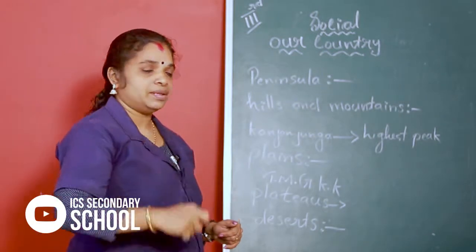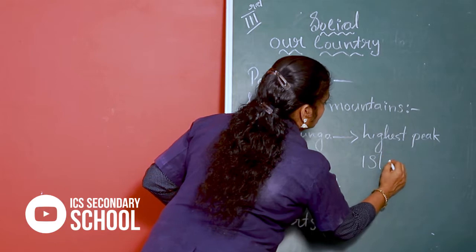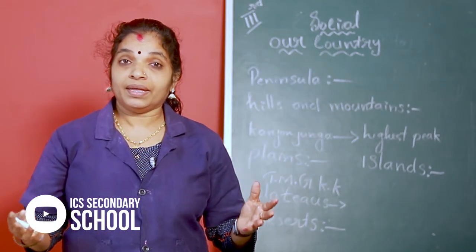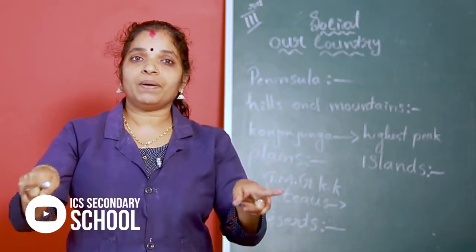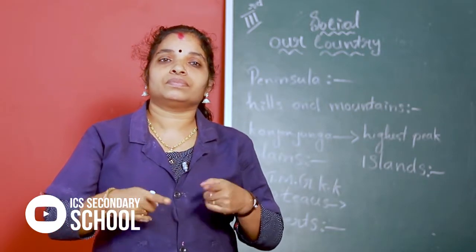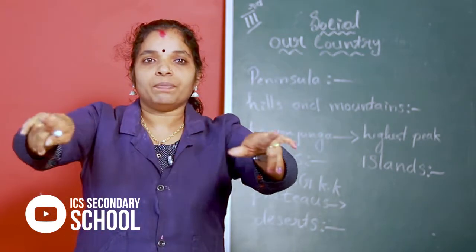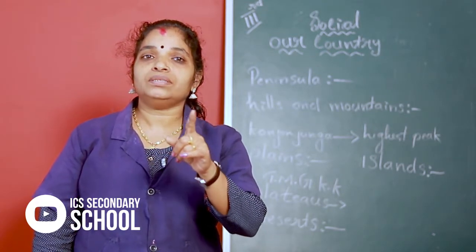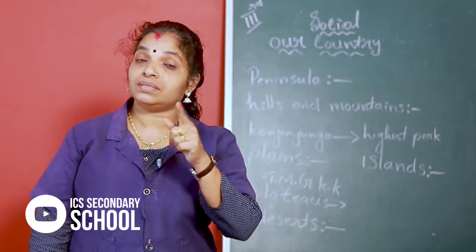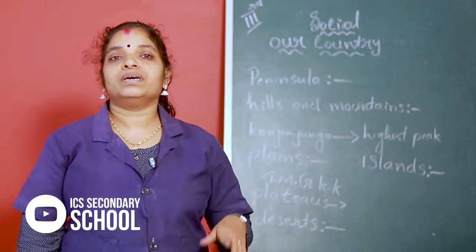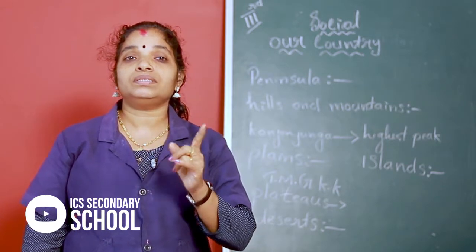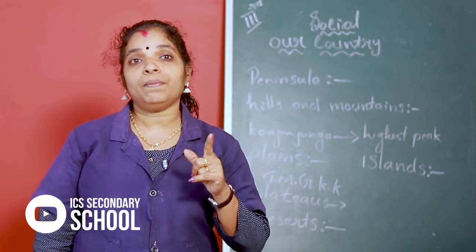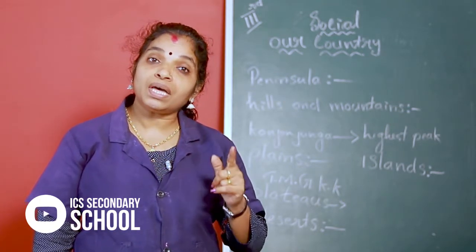Next point, islands. An island is a piece of land surrounded by water on all sides. The Andaman and Nicobar Islands lie on the eastern side in the Bay of Bengal. The Lakshadweep Islands are on the western side in the Arabian Sea.